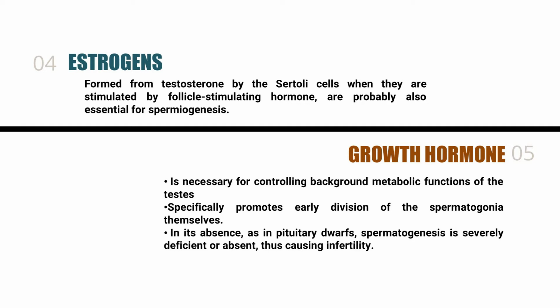The fifth hormone is growth hormone. It is necessary for controlling background metabolic functions of the testes. It specifically promotes early division of the spermatogonia themselves. In its absence, as in pituitary dwarfs, spermatogenesis is severely deficient or absent, thus causing infertility.